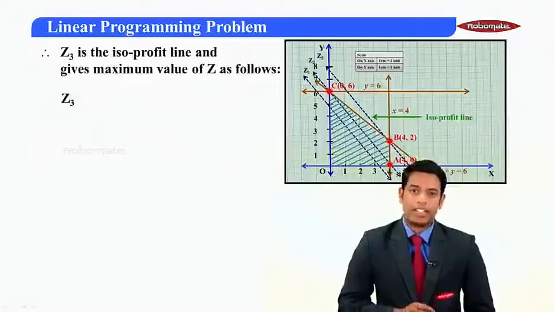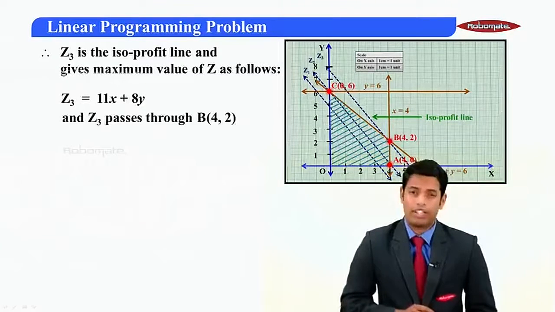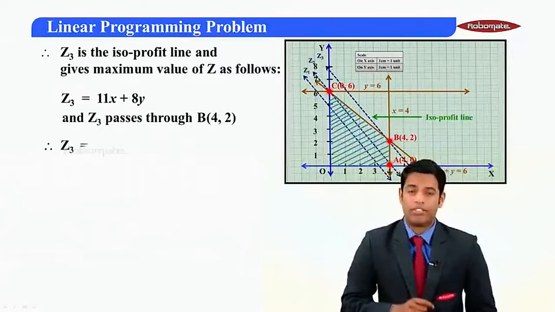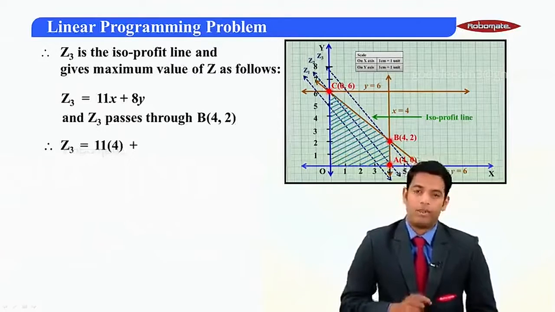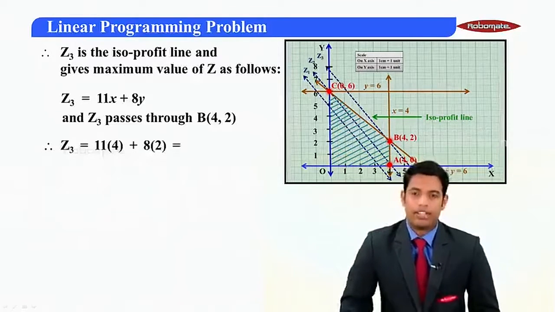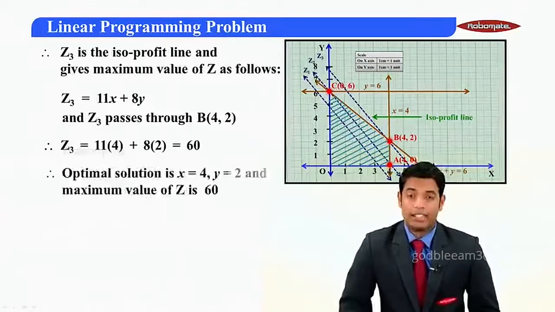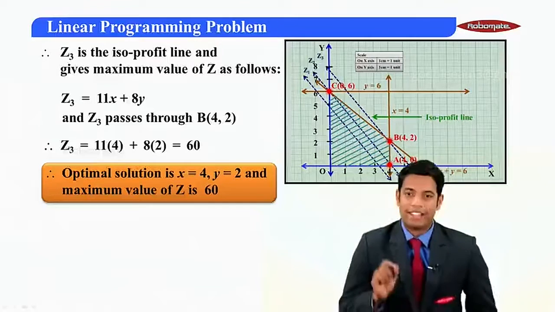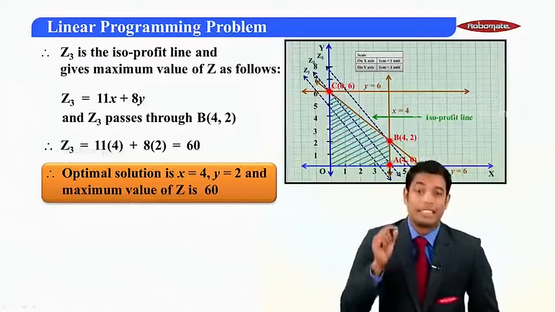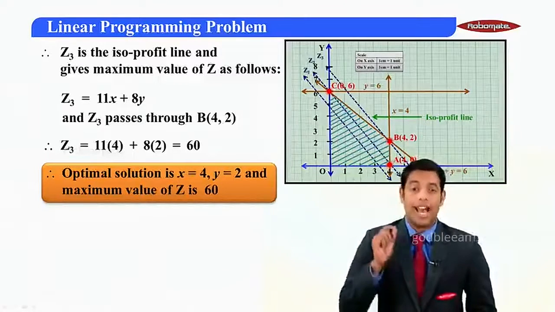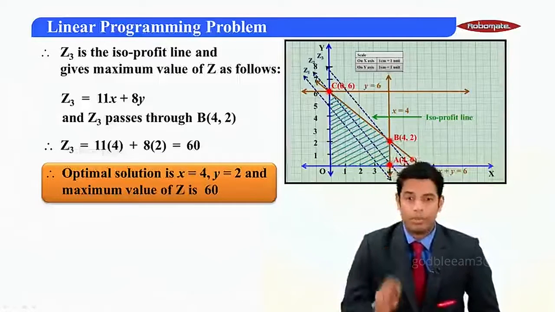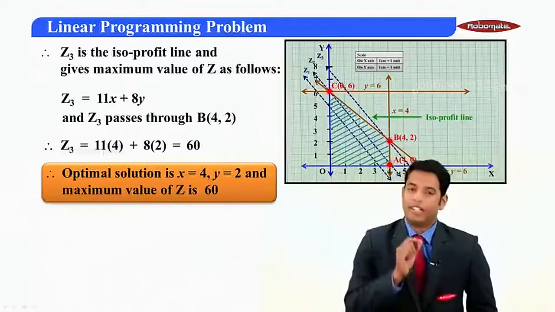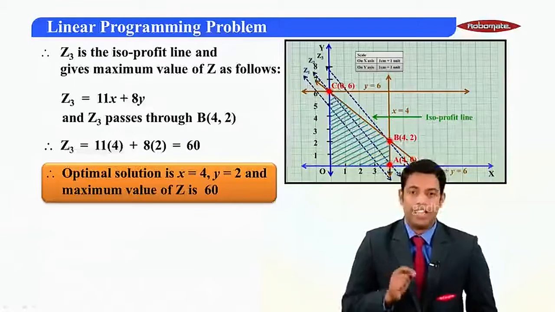So z3 attains maximum value at B, and what are the coordinates of B? (4, 2). So since z3 passes through B, we will calculate the objective function value at B, that is 11 into 4 plus 8 into 2, that will give us 60. And this is, students, the optimum solution for our objective function, and its maximum value of z is 60. So this is how we apply the isoprofit method to our problems. The advantage is we need not evaluate z at each of the corner points. So with this discussion, we will end this module. Thank you.